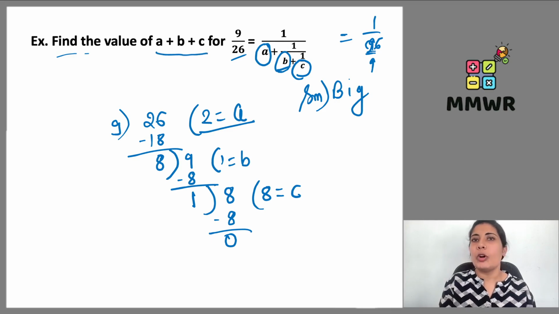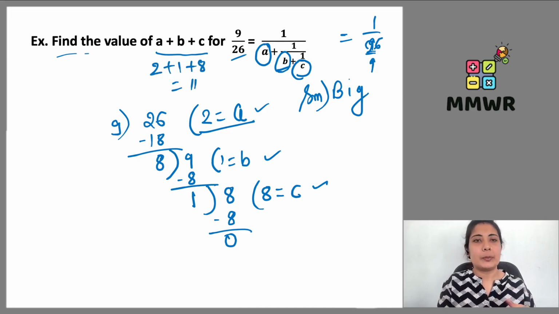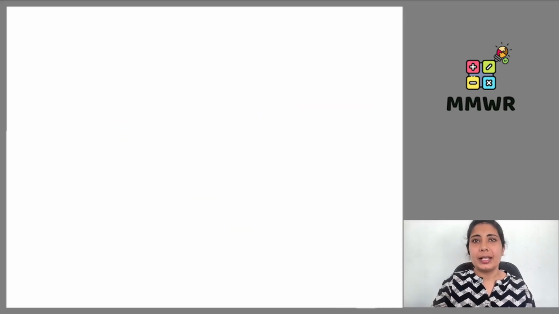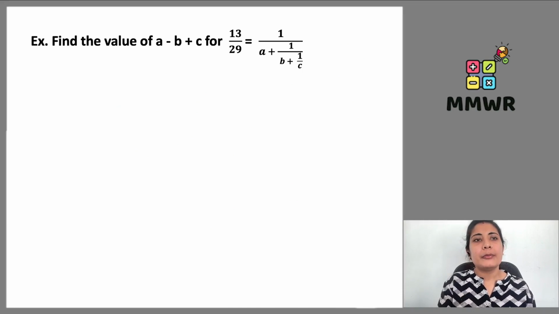We have to get the sum of a, b, c. So a plus b plus c, 2 plus 1 plus 8, which is 11. 8 plus 2, 10, plus 1, 11. Okay, so 11 is the final answer for this problem. What is the answer? 11. Let's move to the next example.